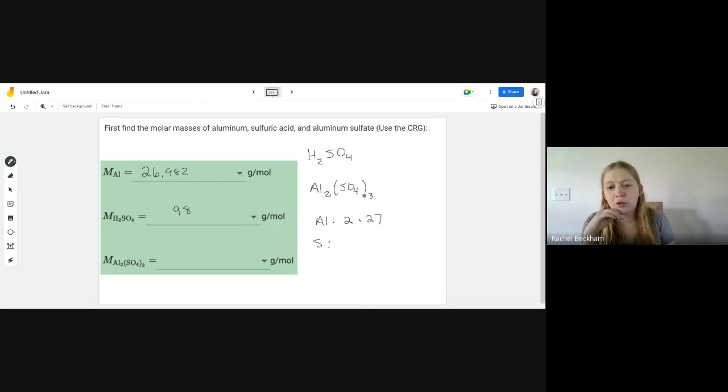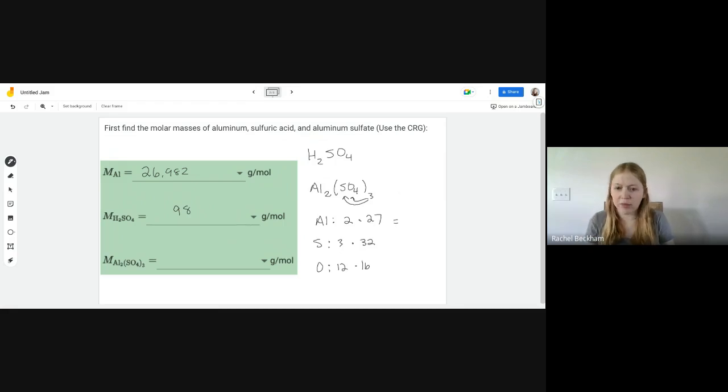S, there are 3 S's here because 3 times 1 makes 3. And there are 12 O's. So there are 3 and then 12. Sulfur earlier we said, wasn't it 32? They said it was 32. And oxygen is still 16. You just have to look those up on the periodic table.